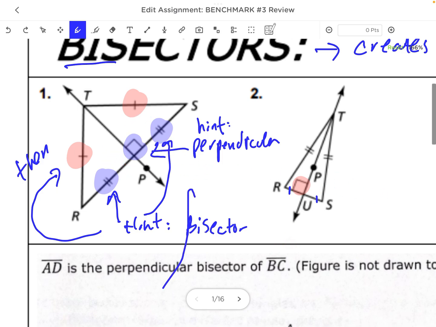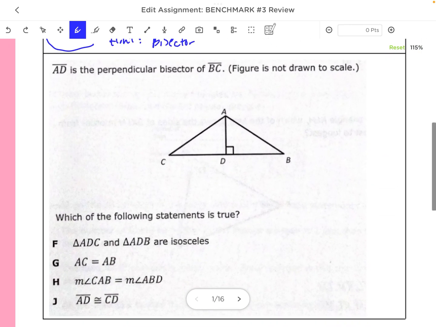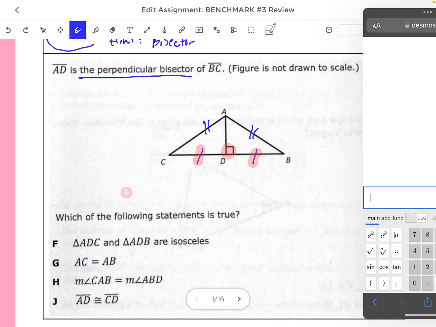Okay, so let's take a look at a problem from our recent DCP. It says AD is a perpendicular bisector of BC. If it bisects that, it means that is equal to that. And then we talked about if this is perpendicular and this is equal and this is equal, then that tells us that this has to be equal to that. Okay, so now let's look at these questions.